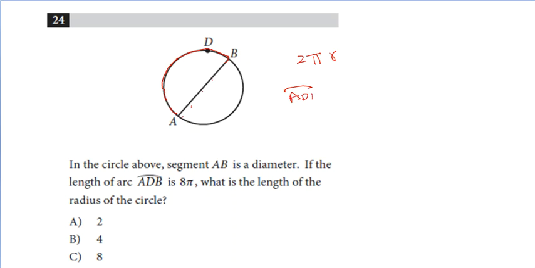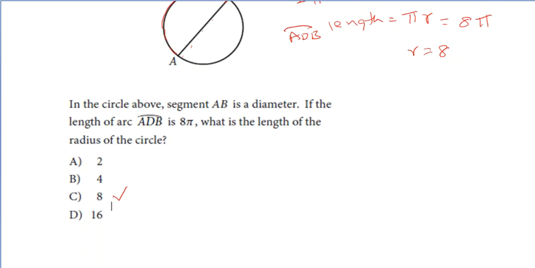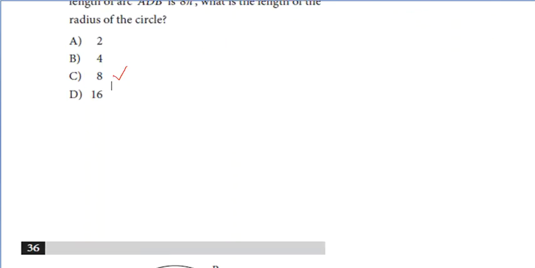So ADB length would be equal to half of it. That would be just pi r. So that is given to you that it is equal to 8 pi. It's asking what is the length of the radius of the circle. So if we cancel out pi and pi, we know r is equal to 8. So the answer would be this. This is a pretty straightforward problem, and there are one or two that are slightly more complicated. We'll get to them.